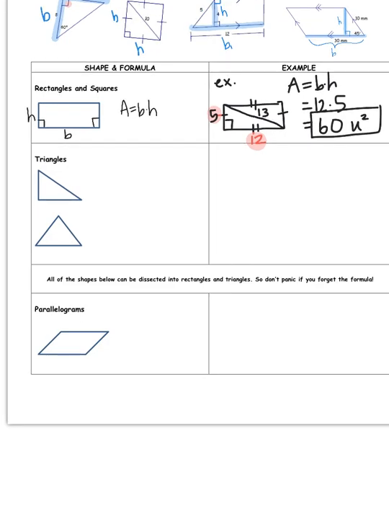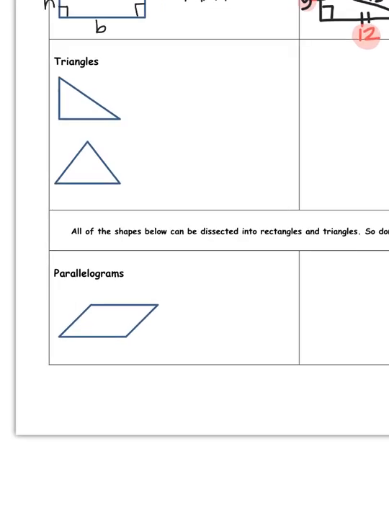Alright, next are triangles. Here are two common types of triangles we'll see. The first one is if you are given that it's a right triangle, that is great news, because you already have that perpendicular base and height. So this is the base, this is the height. Second triangle does not look like a right triangle, so I would have to draw in my height. So this would be my height, and this would be my base. The area formula for a triangle can be written two ways.